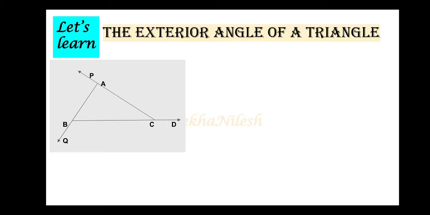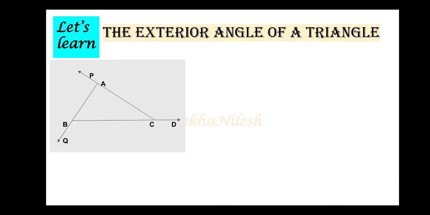Here you can see triangle ABC. The base BC is extended to D, so CD is formed. Because of that, angle ACD is formed. So angle ACD is the exterior angle of the triangle.